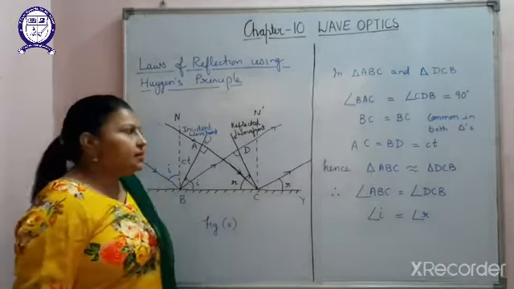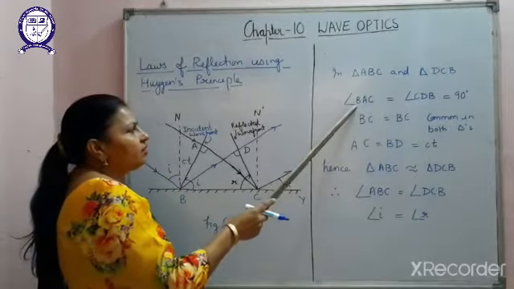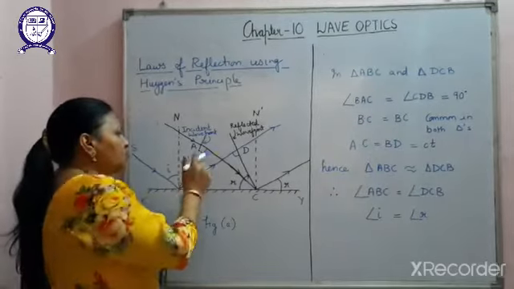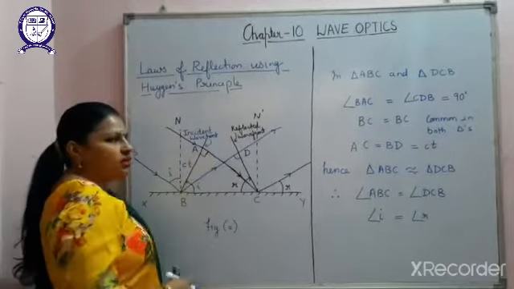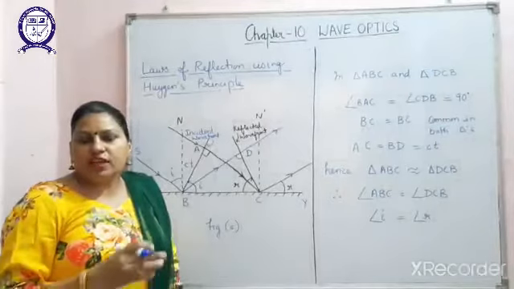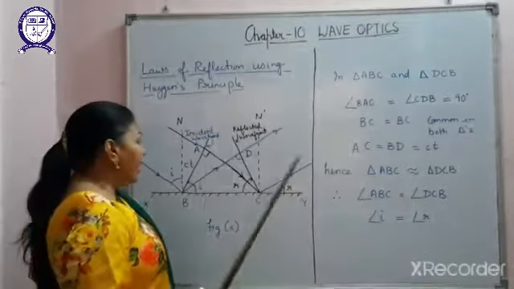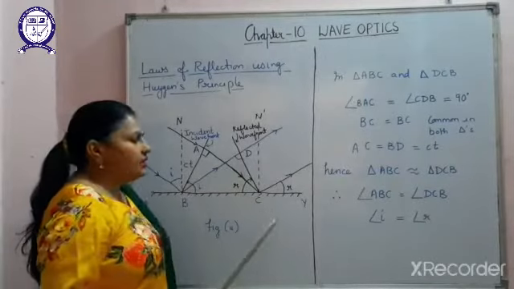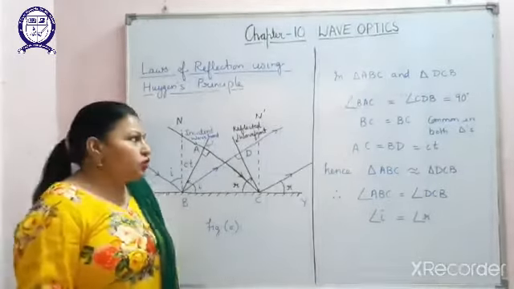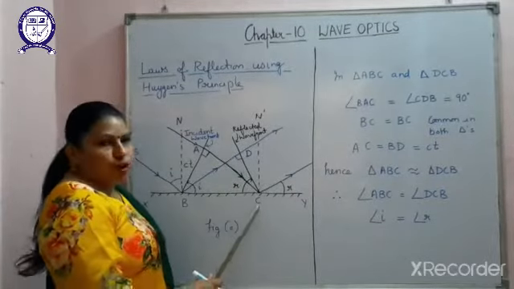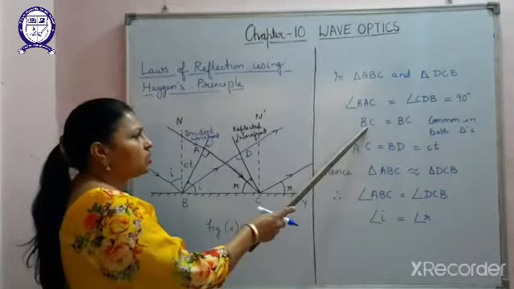DCB. If we discuss, then over here the angle BAC and angle CDB are equal to 90 degrees. As always, in a ray diagram the direction of the ray is always perpendicular to the wavefront, and AB and DC are nothing but the wavefronts. So over here, we can see that BC is common to both the triangles. So this is a common side.